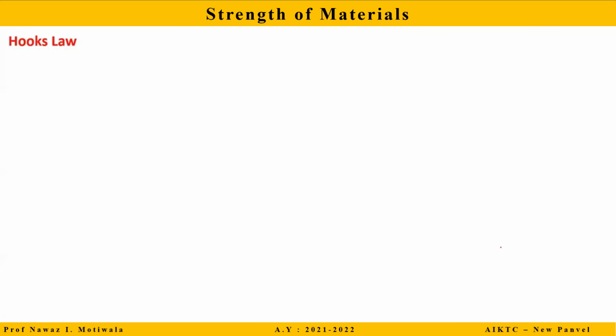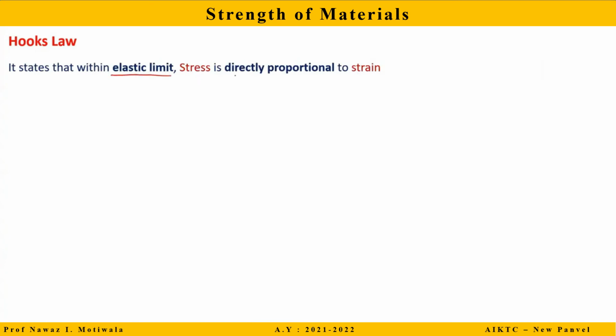Hooke's law. As we have seen in the previous slide, from O to A, the stress is directly proportional to strain. That is what Hooke's law states. It states that within elastic limit, again this word is important, within elastic limit, stress is directly proportional to the strain. So if I write in terms of mathematical relation, as per Hooke's law, stress, that is sigma, is directly proportional to the strain, which is epsilon. If I remove this proportionality sign, I will write sigma is equal to E multiplied by epsilon, where E is the Young's modulus of the material.